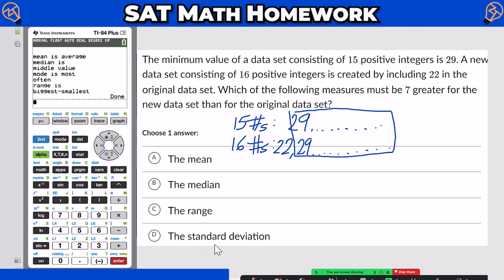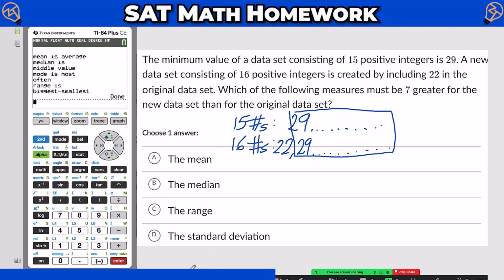Just know that standard deviation is not going to necessarily change by an exact value. It tends to be a decimal. So for me, right away, I might not outright eliminate it, but I'm definitely thinking that it's probably not the right answer option. So let's look at the other one.